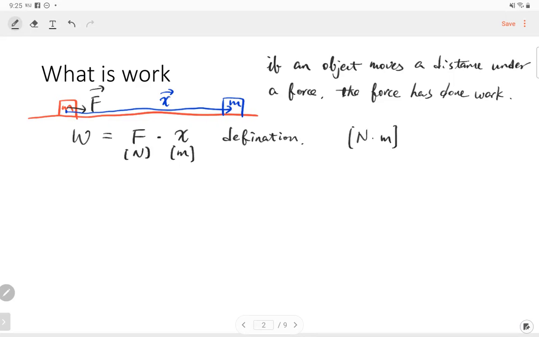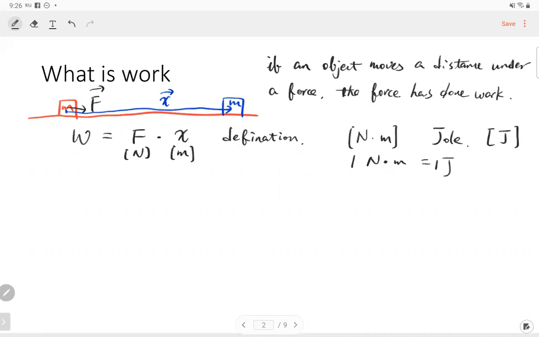We want to memorize a famous physicist. We want to give credit to the person who made a great contribution to the theory of work. That person's name is Joule. So we replace Newton times meter with capital J. Capital J is the unit of work. So 1 Newton times meter equals 1 J. Depending on your preference, you can use Newton times meter or you can use J. It doesn't matter. This is the unit of work.